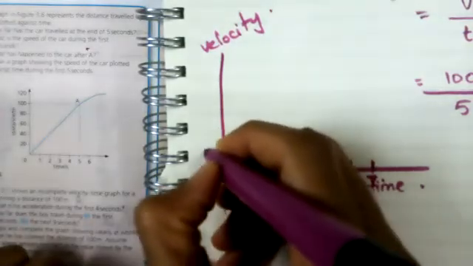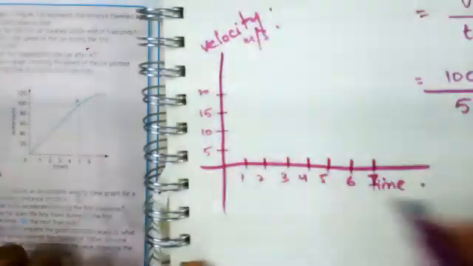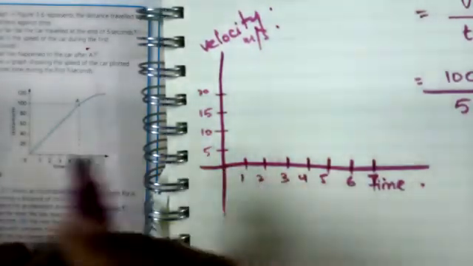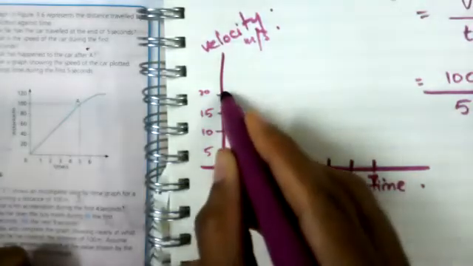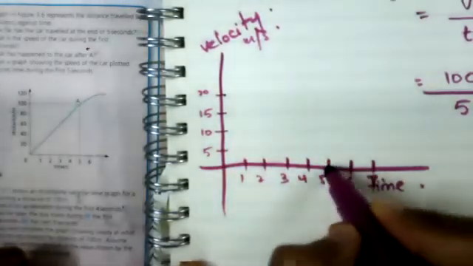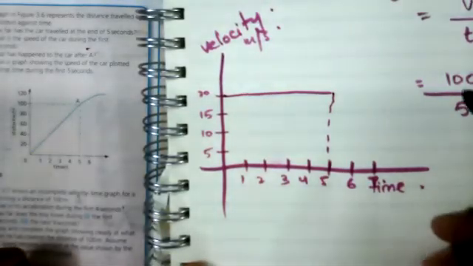Okay, let's see. This is 5, this is 10, 15, this is 20. This is meters per second. So 20 was the velocity. Till 5 seconds, it would be a straight line, which shows it's constant. Okay, and then what happens after that?